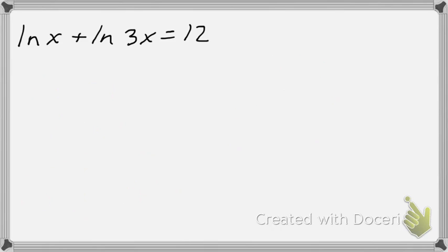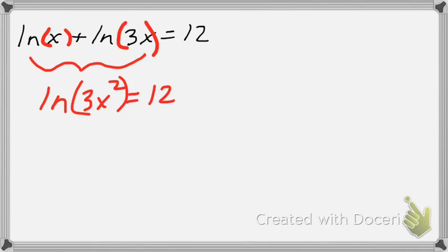ln of x plus ln of 3x. Now, we talked about this yesterday. We don't like when there are two logs on a side because we don't know how to solve it. So we want to get it to a point where there's one log on that side, which is why I gave you yesterday's properties. So we have to use the product property and turn that left side into ln of 3x squared. We multiply those two red parentheses together like so.